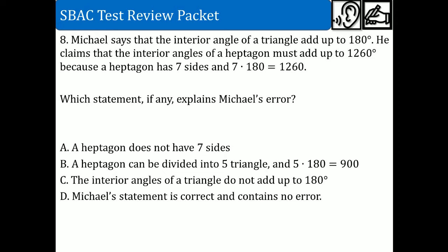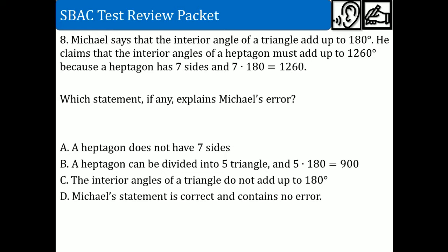It says, Michael says that the interior angles of a triangle add up to 180 degrees. He claims that the interior angles of a heptagon must add up to 1260 degrees because a heptagon has 7 sides, and 7 times 180 is equal to 1260. Which statement, if any, explains Michael's errors? Please understand that there is an error because the question says, explain Michael's errors.